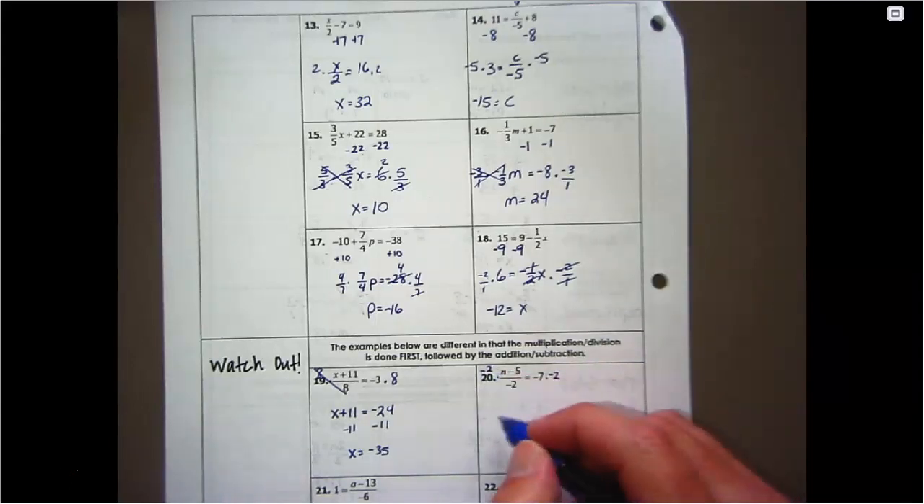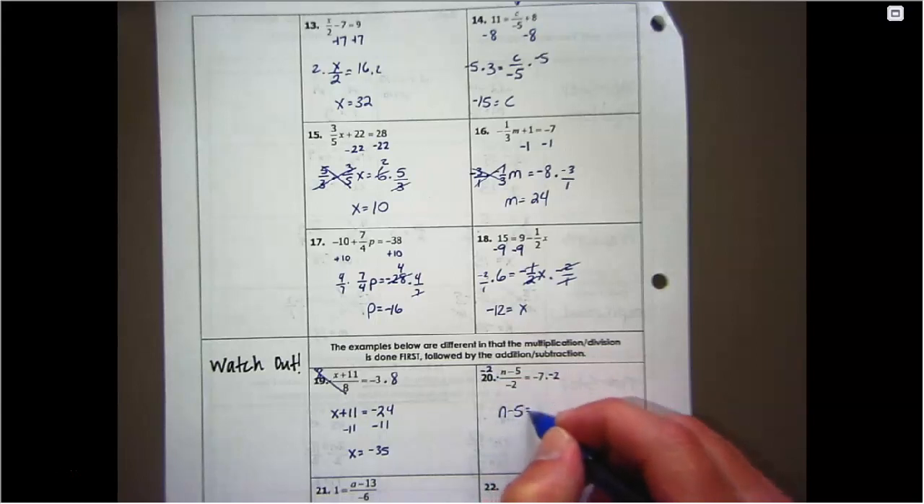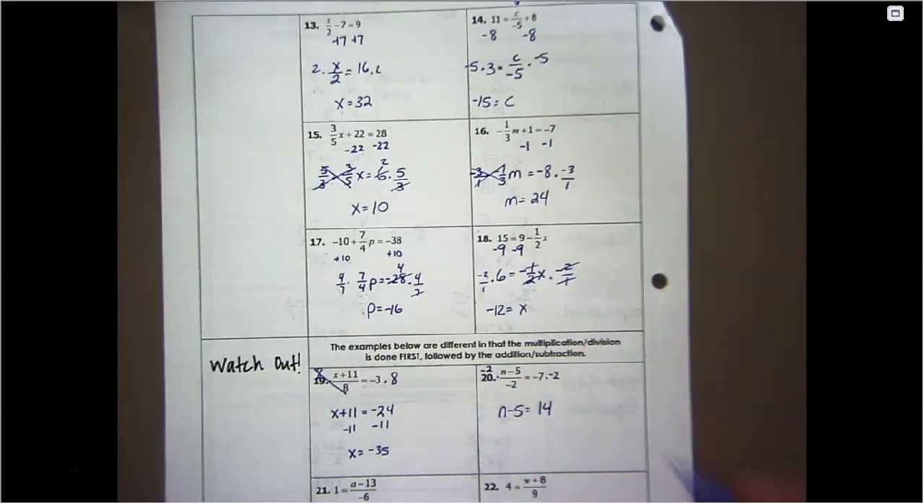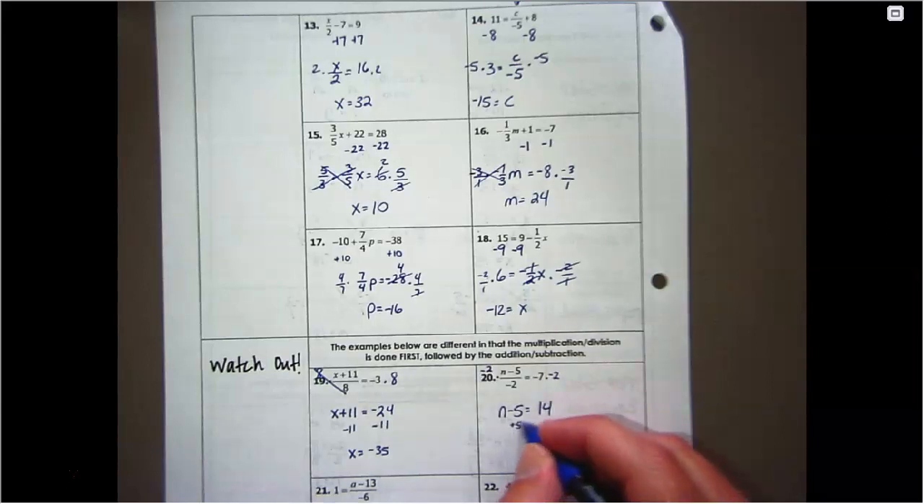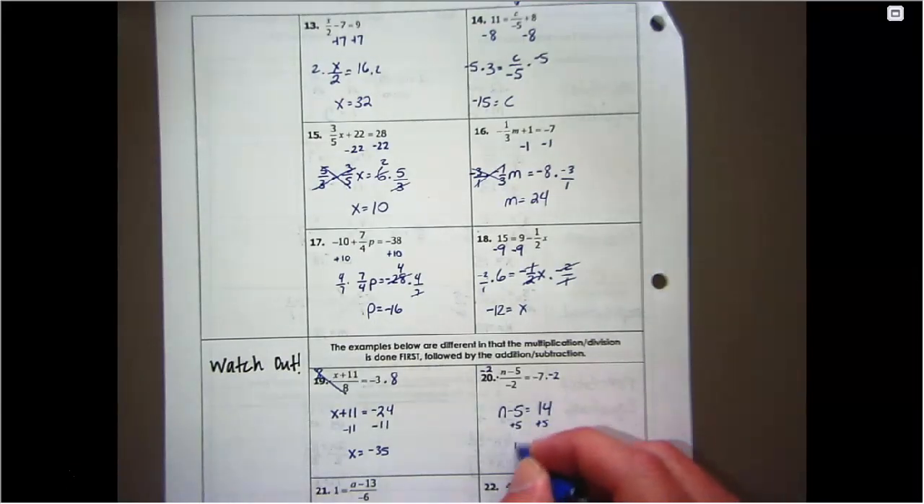My negative 2's are going to cancel. We have n minus 5 is equal to a positive 14. When I take a negative times a negative, that's a positive. 7 times 2 is 14. We're going to add 5 and add 5, so that means that n is equal to 19.